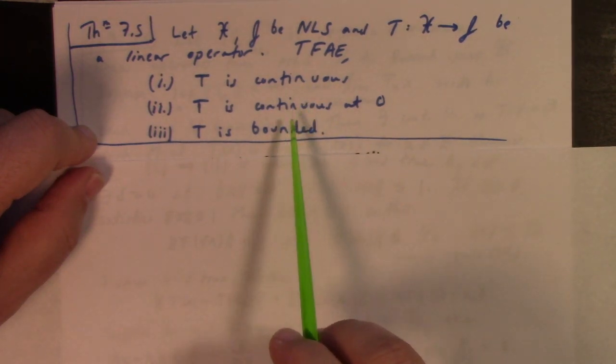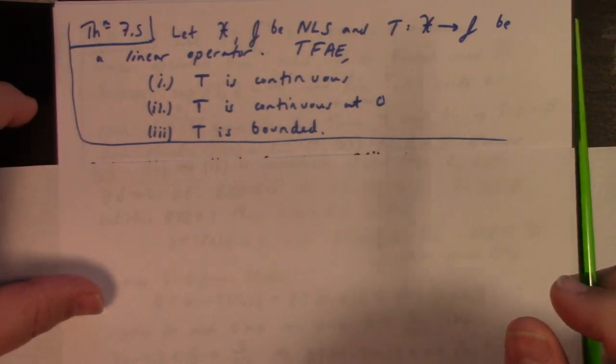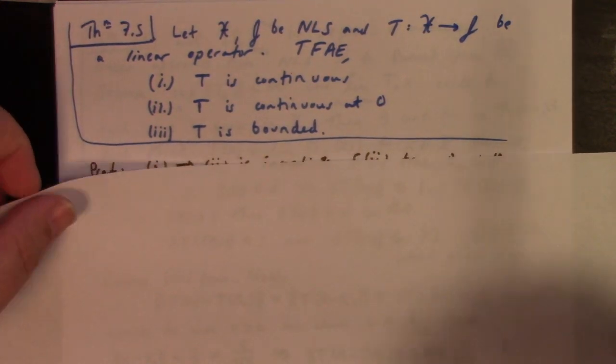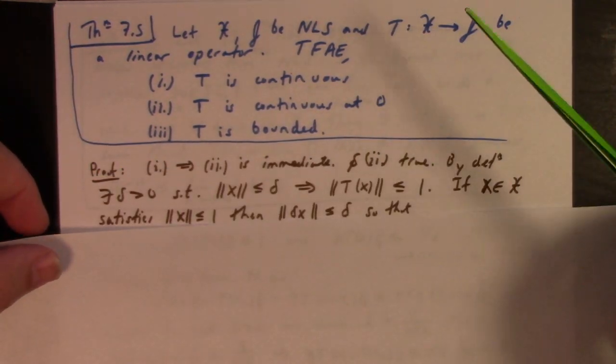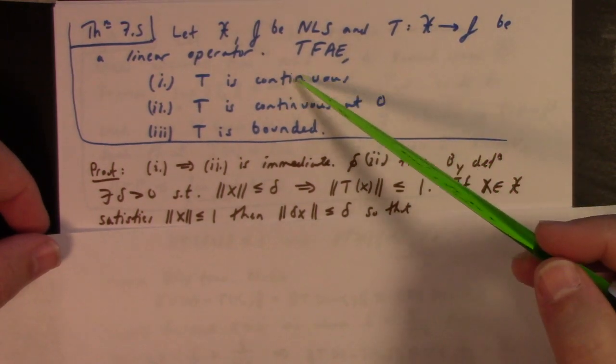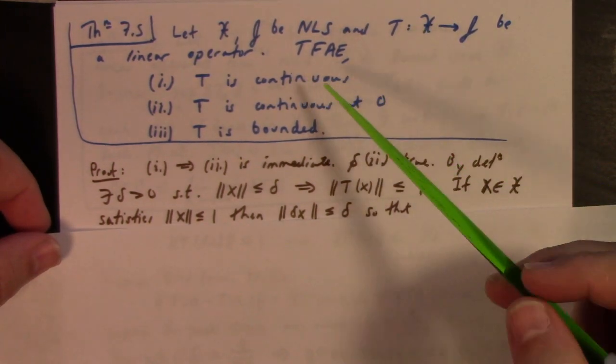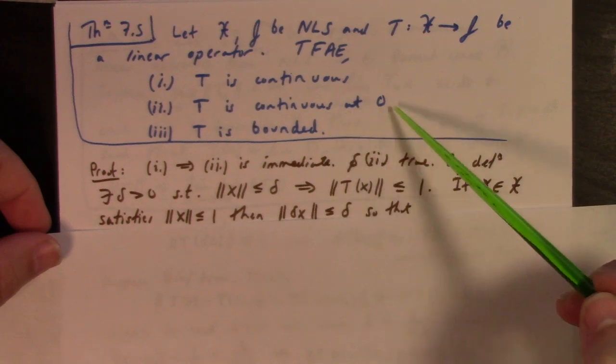But the connection between continuous and bounded is a little bit more surprising, perhaps. But here it is. Of course, 1 implies 2 is immediate, because continuity everywhere implies continuity at all points.